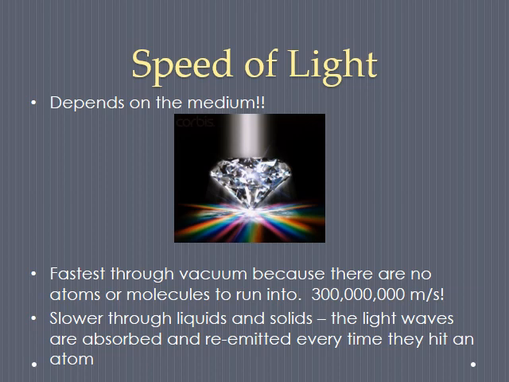Whenever light travels through any other medium, whether it's water or glass or anything else, it slows down because the light waves are actually being absorbed every time they hit a little piece of that medium, and then they get re-emitted or spit back out again and continue moving. But that process, the absorption and re-emission, actually takes time. So light slows down when it moves through other materials.